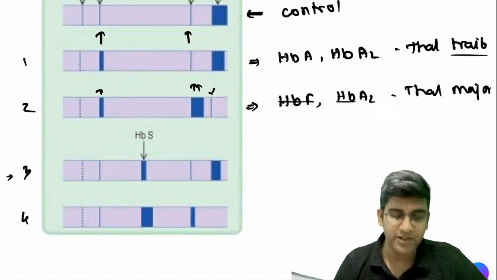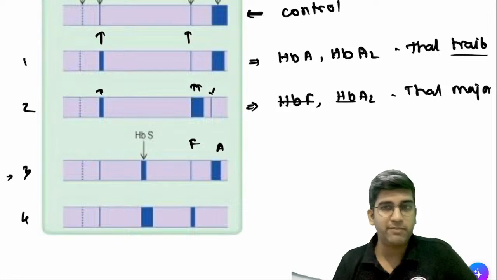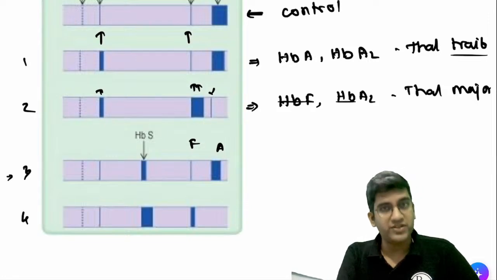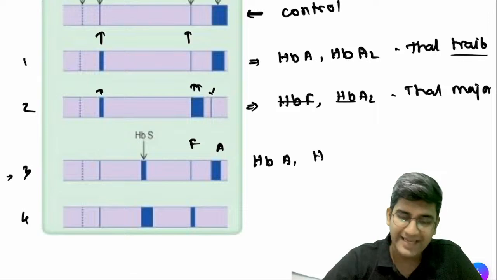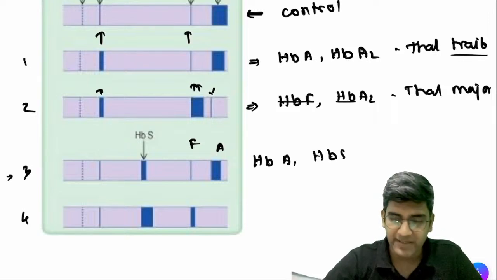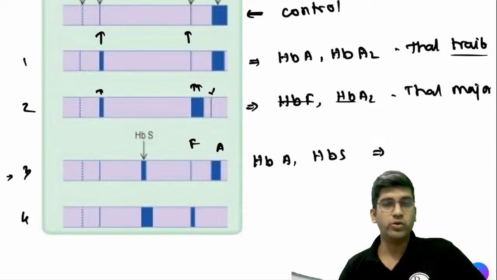Now let's look at this third patient. This is A, this is F, just for a comparison, right? A is present here, HbA is present here. HbF is not very elevated, but HbS is present. So this patient is sickle carrier or sickle cell anemia, full blown.